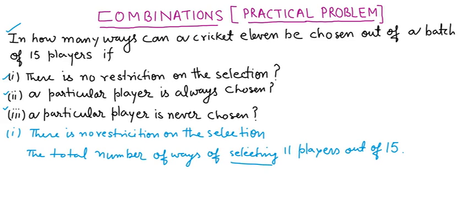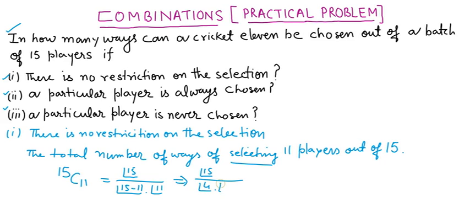It means 15C11. That is factorial 15 upon factorial 15 minus 11 into factorial 11, or you can say factorial 15 upon factorial 4 into factorial 11.